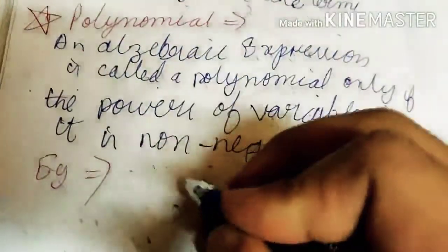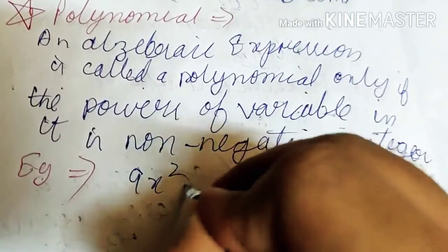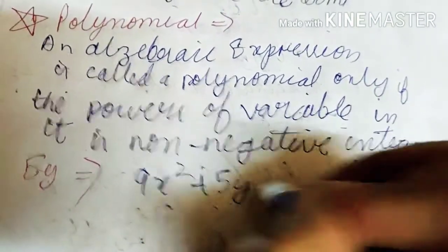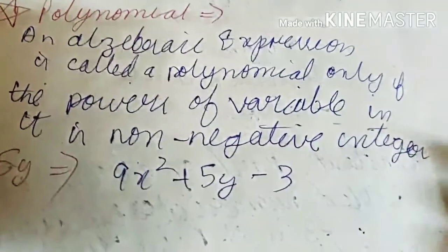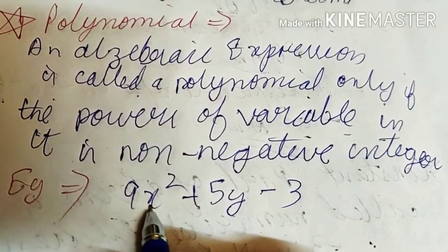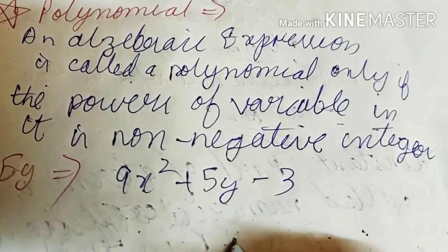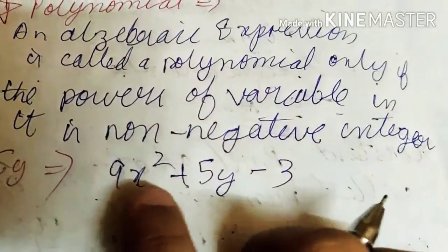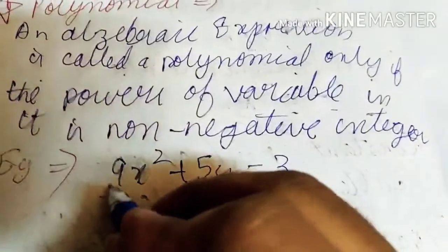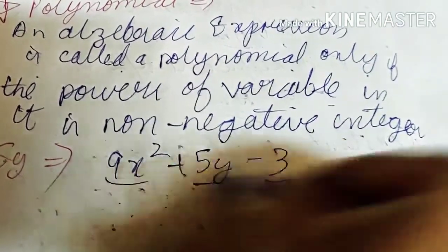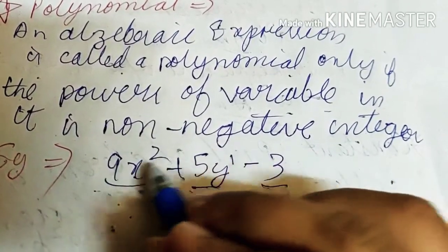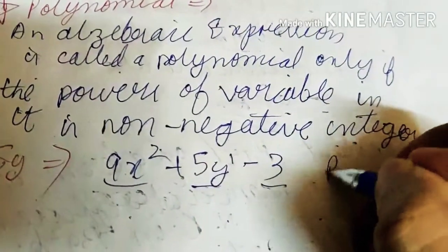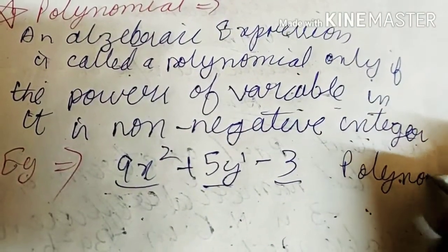An example of it: if we are given 9x square plus 5y minus 3, here x is not in the denominator, y is not in the denominator, and 3 is not either. No variable is present in the denominator. They are all in the numerators, meaning these powers are positive. Here y has power 1, x has power 2, so it is a polynomial.